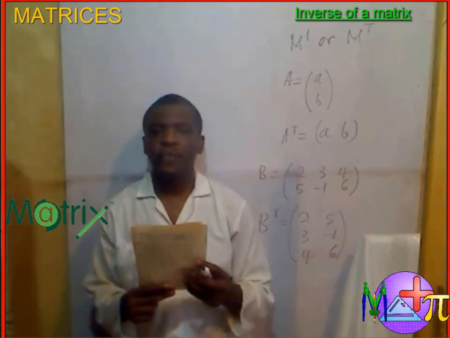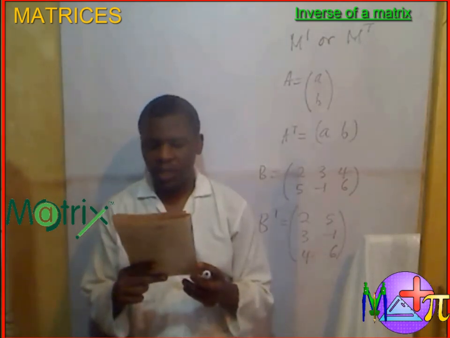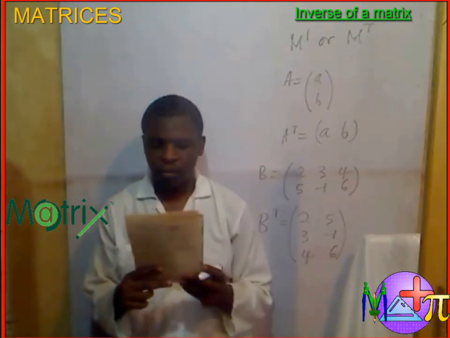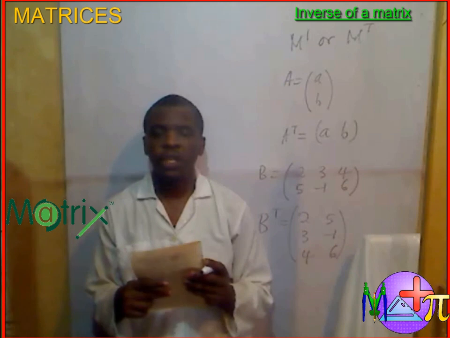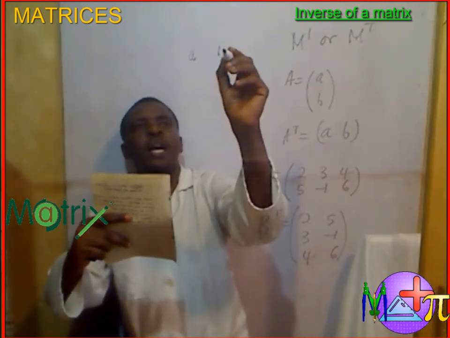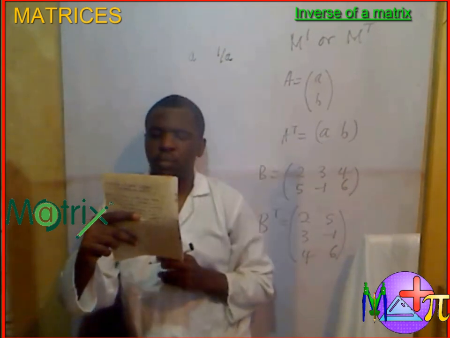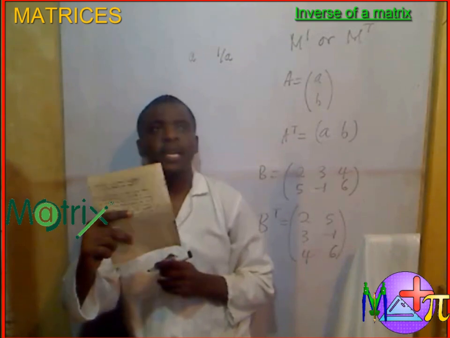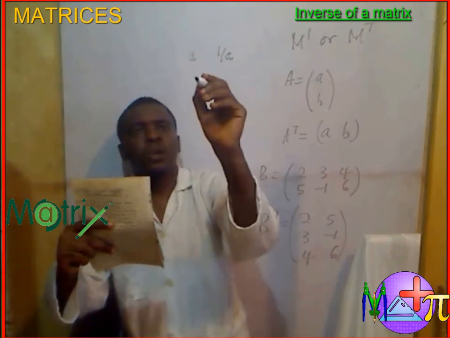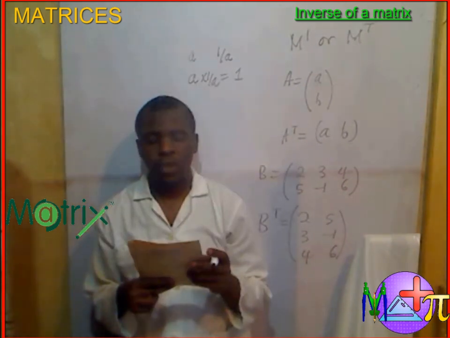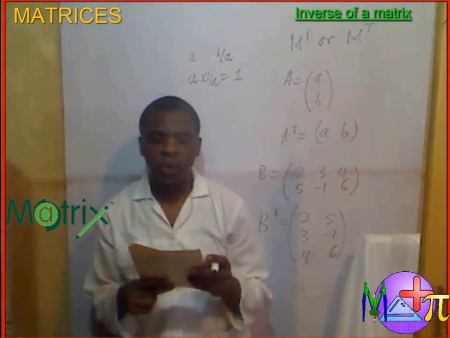Inverse of a matrix. Definition of inverse. The inverse of A is 1 all over A, and the multiplication of these two numbers gives us the identity element 1. So A times 1 all over A is equal to 1, where A is a constant. 1 all over A is called the inverse of A.